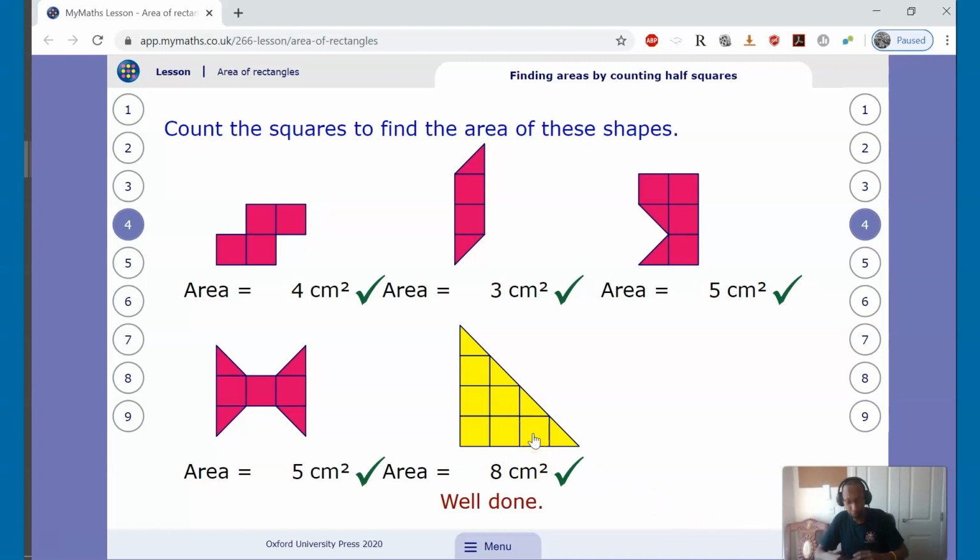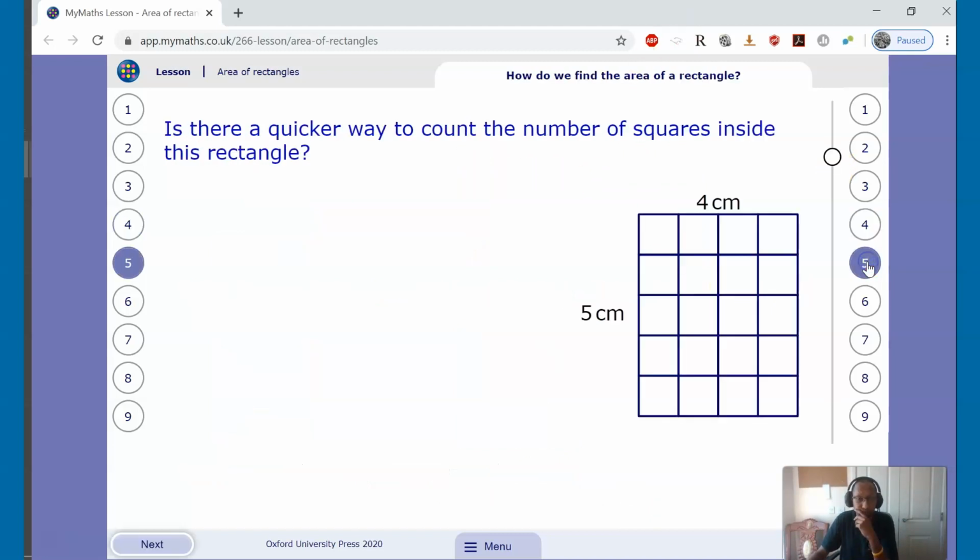And again, you may find that counting all those squares takes a long time. You may find that counting those squares takes some time. And math is all about being efficient. Is there a quicker way that we can do this?